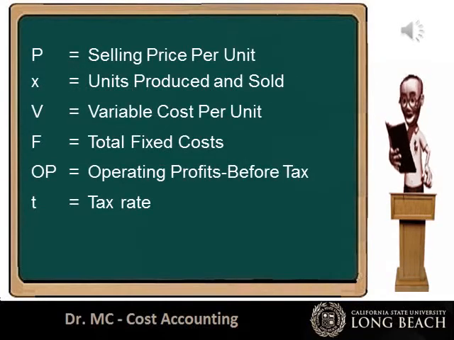In order to derive our formula, we will assume that the following variables have the meanings given on the screen. P stands for the selling price per unit. X stands for the units produced and sold. V stands for the variable cost per unit. F stands for the firm's total fixed costs. OP stands for the firm's operating profits. Operating profits are a company's before tax profits. T stands for the firm's tax rate.